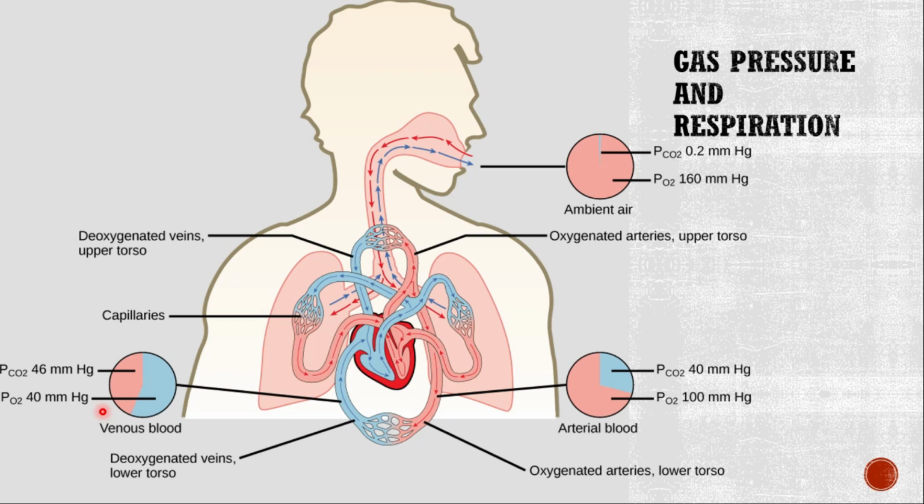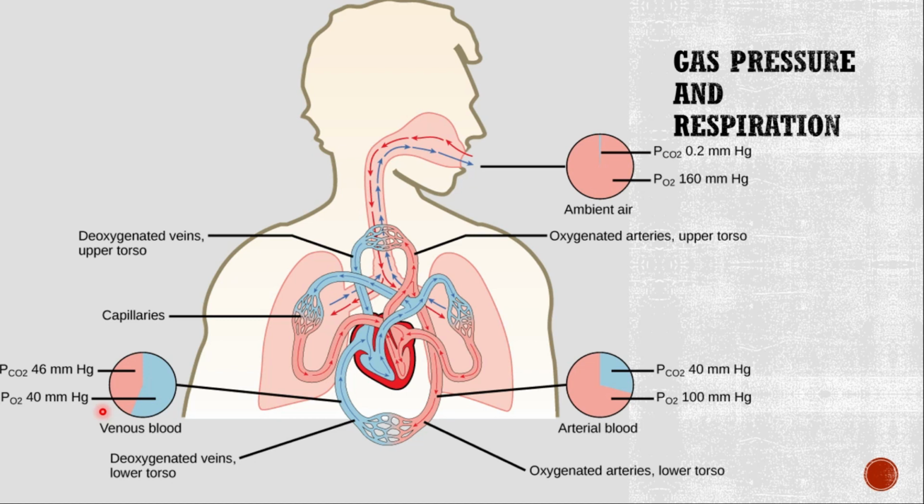At the same time, blood partial pressure of carbon dioxide, that is the carbon dioxide concentration in blood, is 40 millimeter mercury, and in systemic tissue the partial pressure of carbon dioxide is 46 millimeter mercury. The pressure gradient drives carbon dioxide out of the tissue cells and into the capillaries.